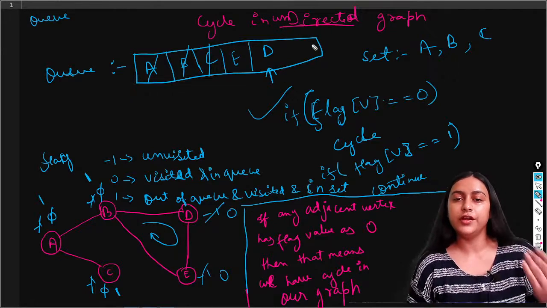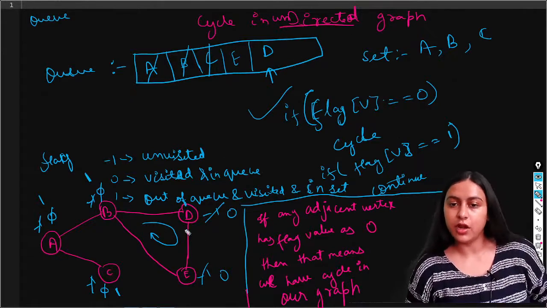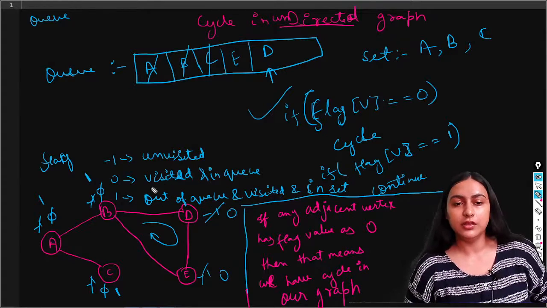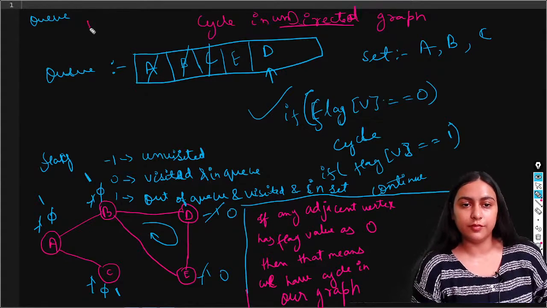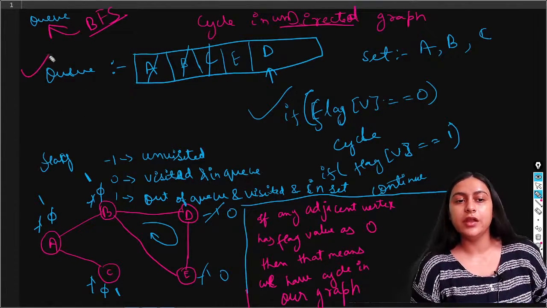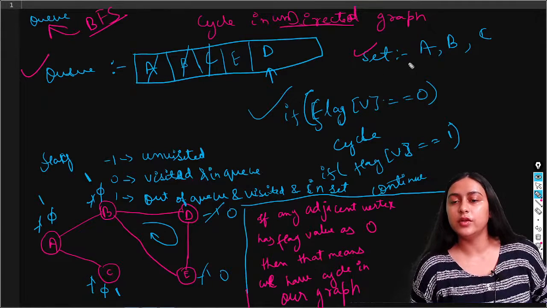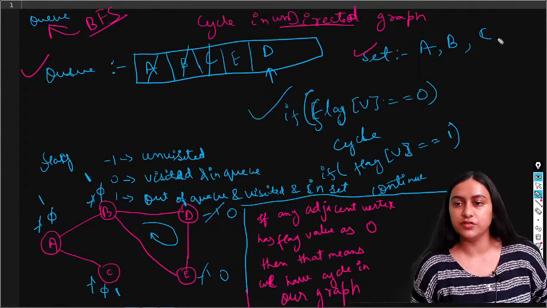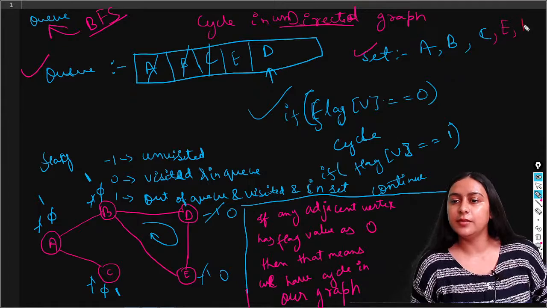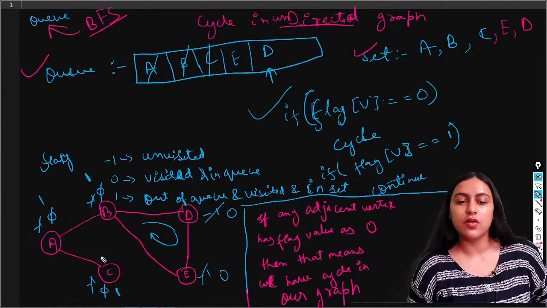We have already seen the directed graph. Now it's time for the undirected graph. Here we are going to follow BFS traversal, and for BFS traversal we need a queue. So we will maintain a queue and a set. The set will hold the BFS traversal. So basically C, then E, and after E comes D. This is the BFS traversal of this graph.